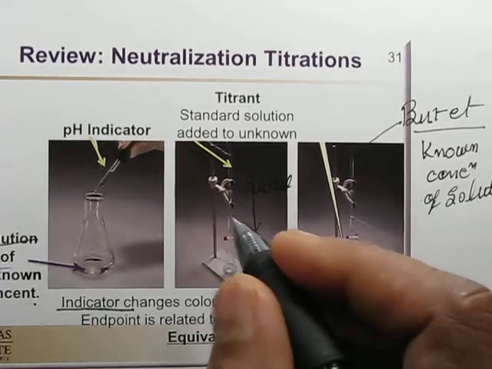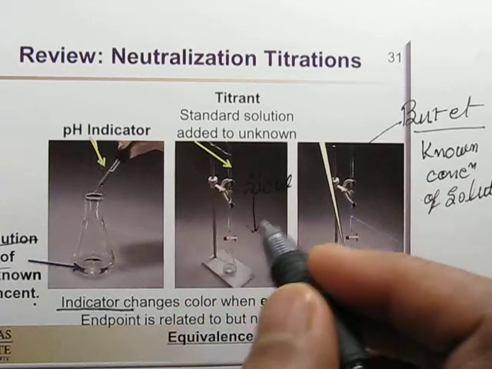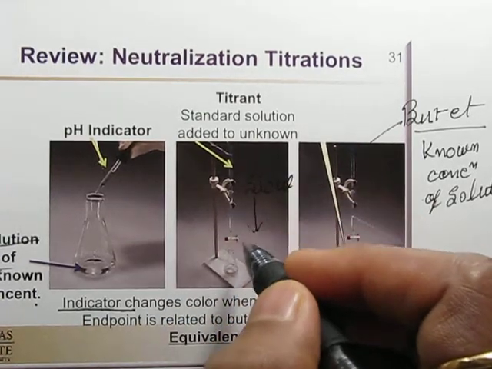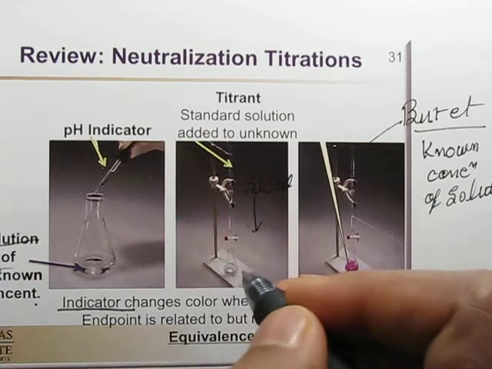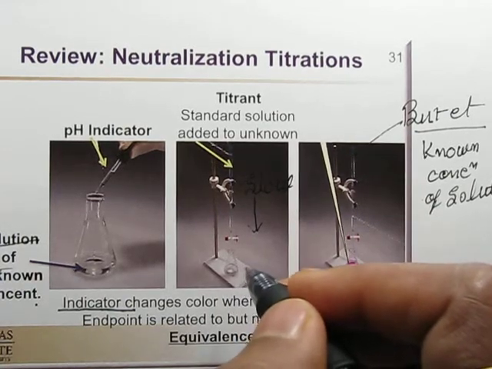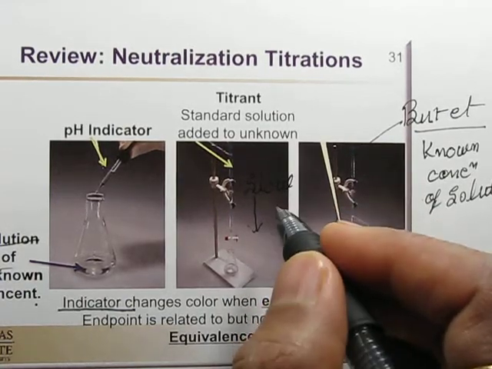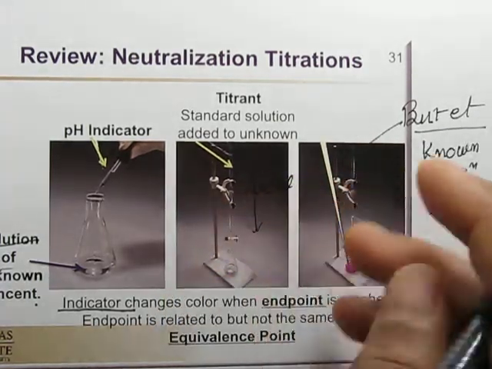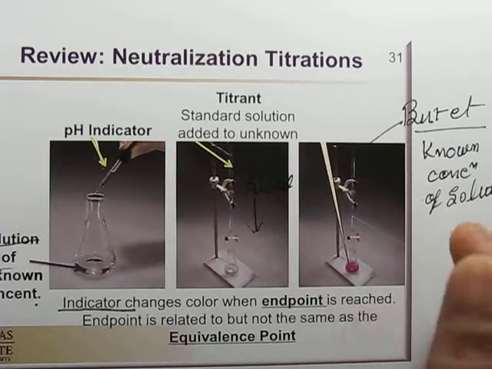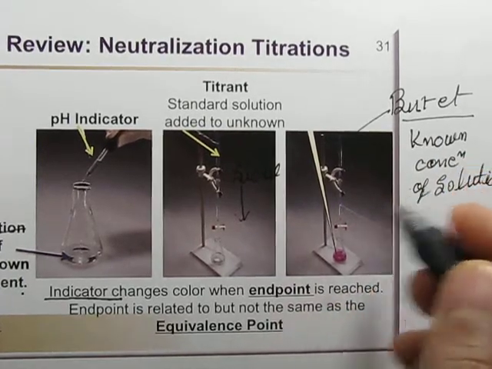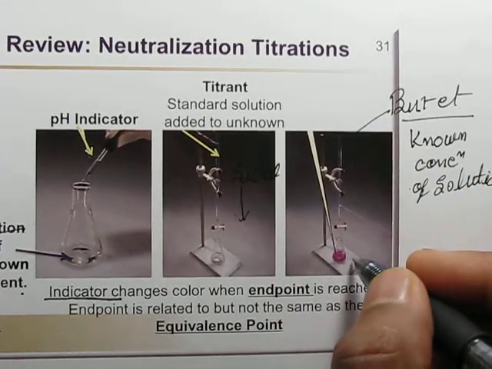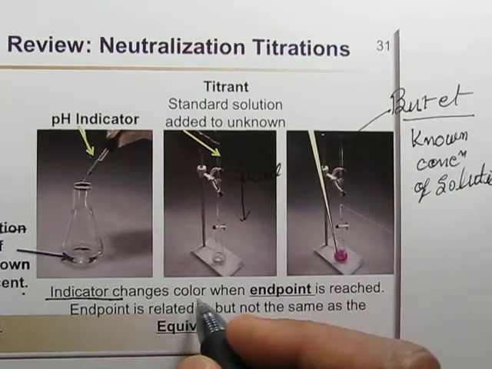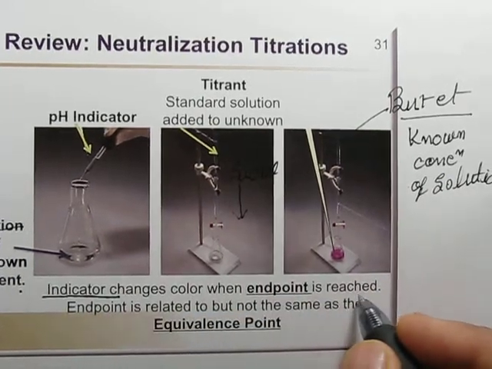then it will neutralize. Keep adding, suppose you added 2 ml and then the 3rd ml, 4th ml, so as the reaction works, it reaches the neutral point. The pink color slowly goes away, but once it reaches the equimolar concentration, this pink color will persist. So the indicator changes color when the end point is reached.